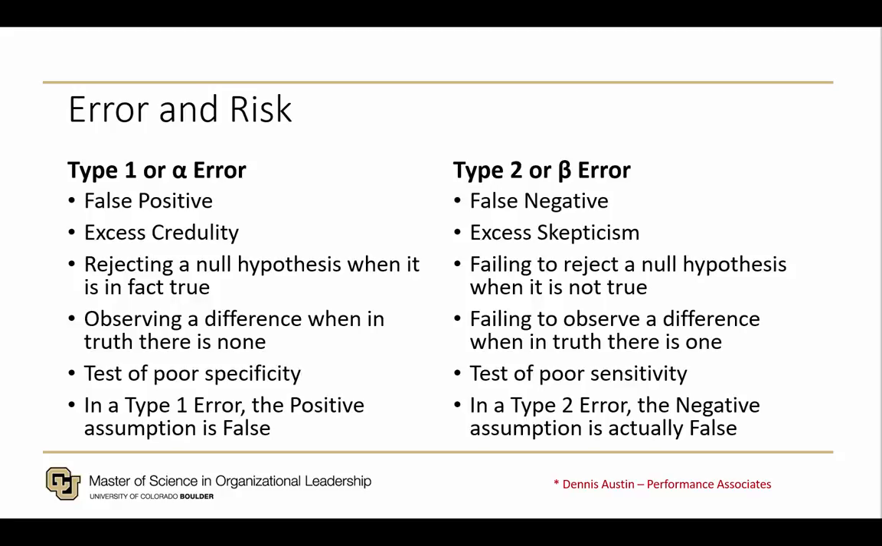Conversely, type 2, or what we call beta errors, are what we would call false negatives, rejecting the actual truth of something. Sometimes it results from excess skepticism. An example might be insisting that the earth is flat. Sometimes it results from what we call poor sensitivity, asking the right question, but in a way that results in an incorrect or undecipherable answer. An example might be the old, "Do you still beat your spouse?" joke, where no matter how you answer yes or no, you are guilty.